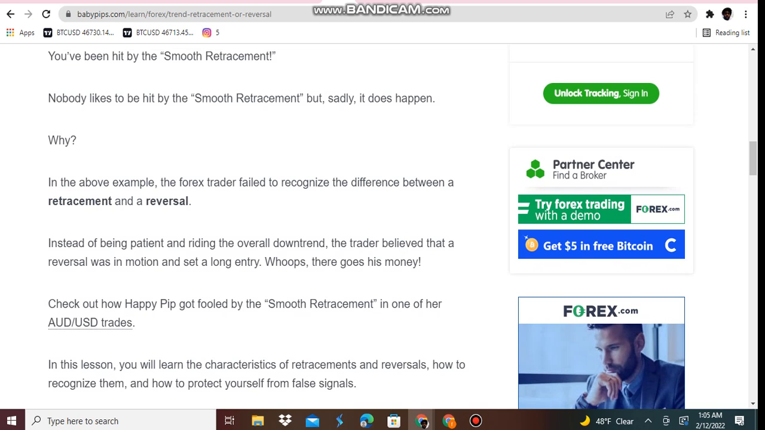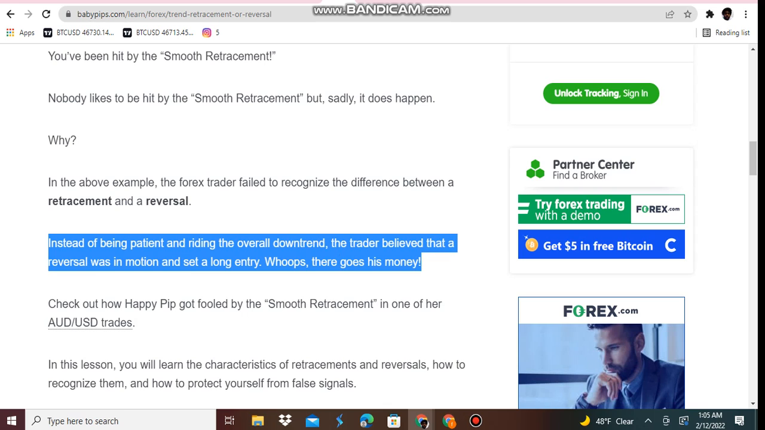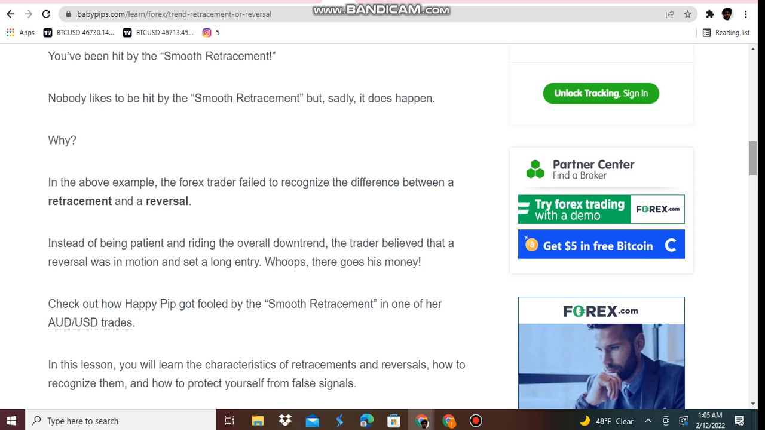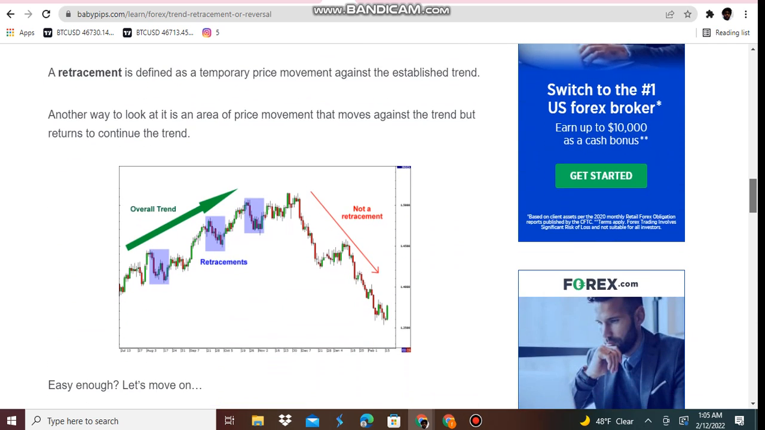All right, so we're gonna go over a retracement, as you have to be patient. Instead of just being patient and riding the overall trend or waiting for price to show you an uptrend or reversal, you don't, and whoops, there goes all your money. This can happen to you, as price was just retracing. This is the same thing as price just making a higher low.